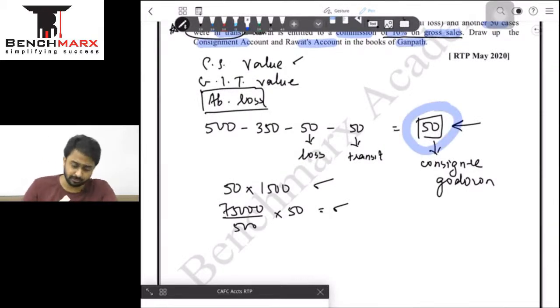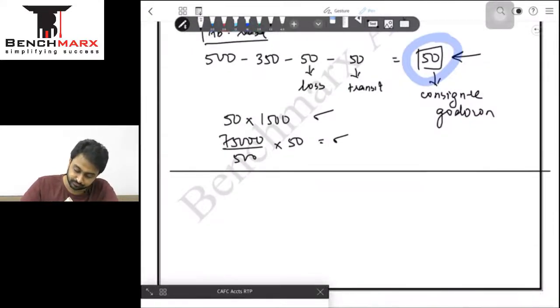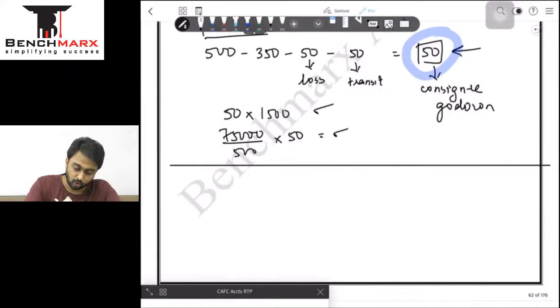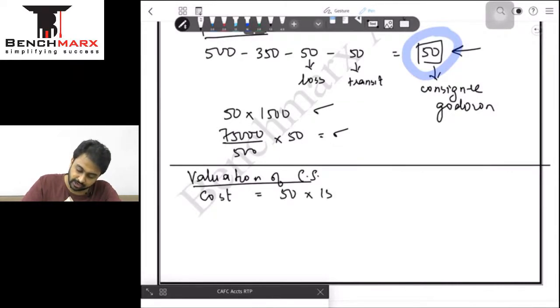Yes, this is quite important. So let us start with the valuation of the stock which is left with the consignee. Okay. First of all, cost will come for sure. So valuation of closing stock. First aspect is the cost, which appears to be 50 into 1,500 flat cost. So 50 into 1500 appears to be 75,000.